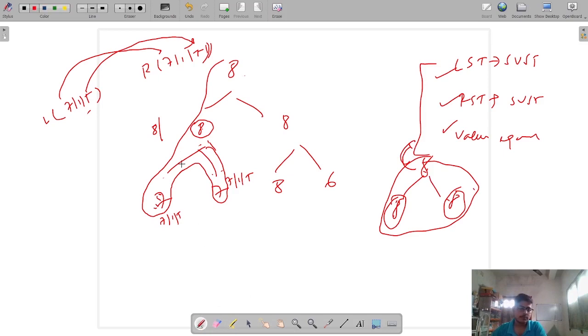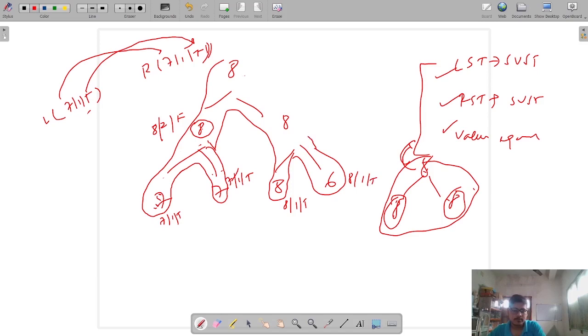But in this case the values are not equal, so it will return 8. It will return count without adding 1, because this in total is not a single value subtree. So it will return only this count plus this count. This is 1 plus 1, 2, and false. The tree becomes like this. It will return 8, 1, true. It will return 8, 1, true.